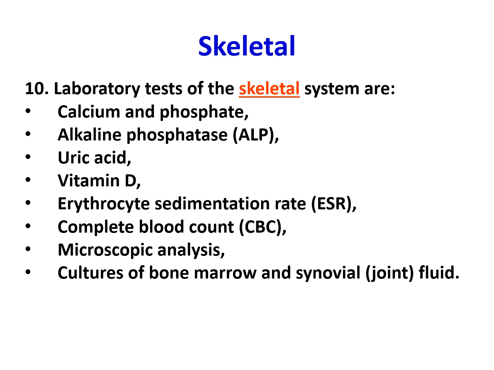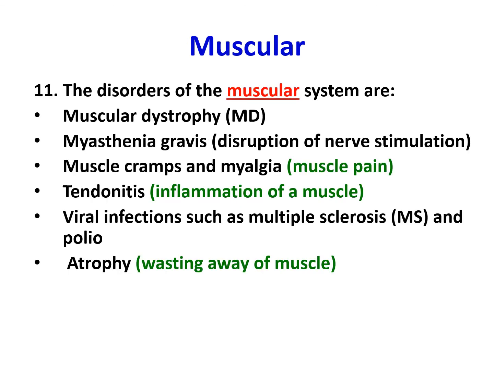We can get a lot of information from your complete blood count, microanalysis, and then cultures of bone marrow and synovial, which is joint fluid. So moving on to your muscular system, these are those disorders. There's lots of disorders, things like atrophy, which is wasting away of the muscle.